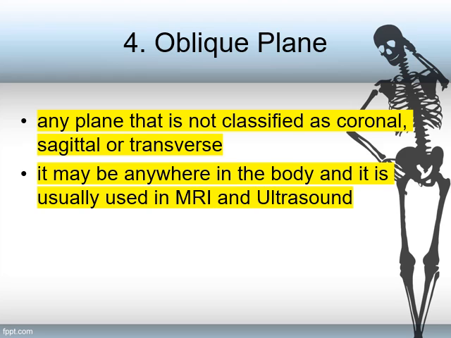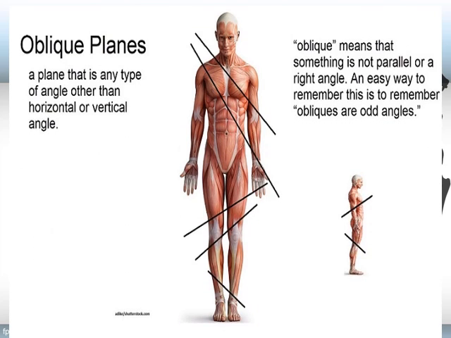It may be anywhere in the body and it is usually used in MRI and also in ultrasound. But it is also used in CT scan. In X-ray, it is also used. But it is most common in MRI and ultrasound. So, for example, we have here this first line. It is not anterior, not posterior, and not superior, inferior, left and right. So, that is the oblique. Oblique means something is not parallel or not at a right angle.